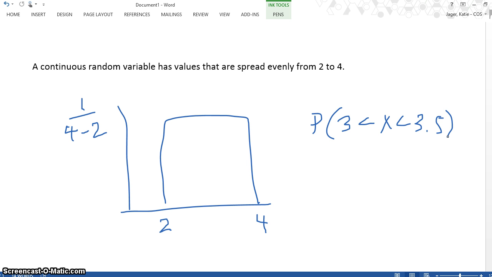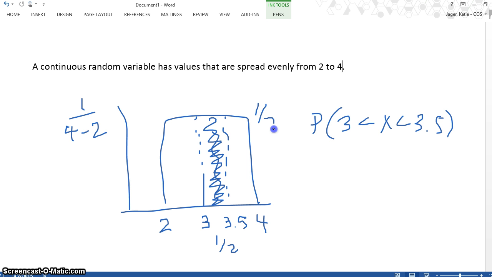Basically, I know that 3 is here, and then I can draw in 3.5 there, and draw in two little lines. It doesn't have to be beautiful, just so you get the general idea. Then what is the difference between 3 and 3.5? Again, that's going to be 1/2, and that's going to be my length. My height is just 1/2, that's the 1 over 4 minus 2.